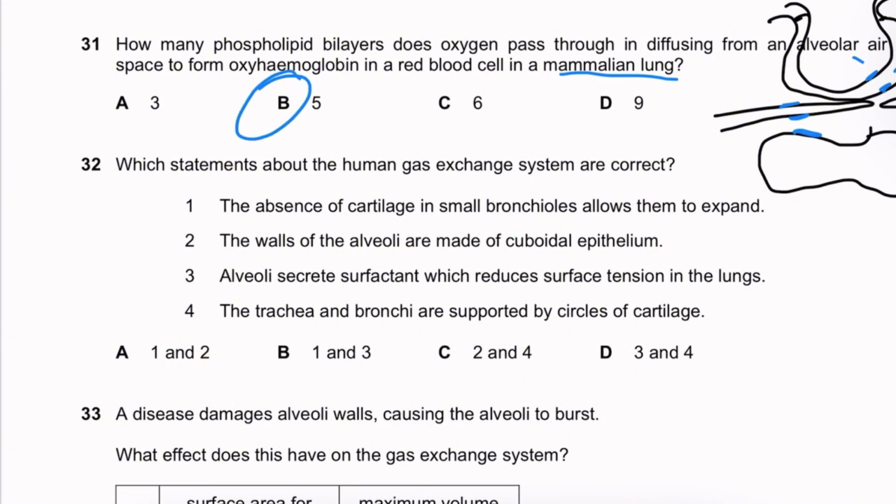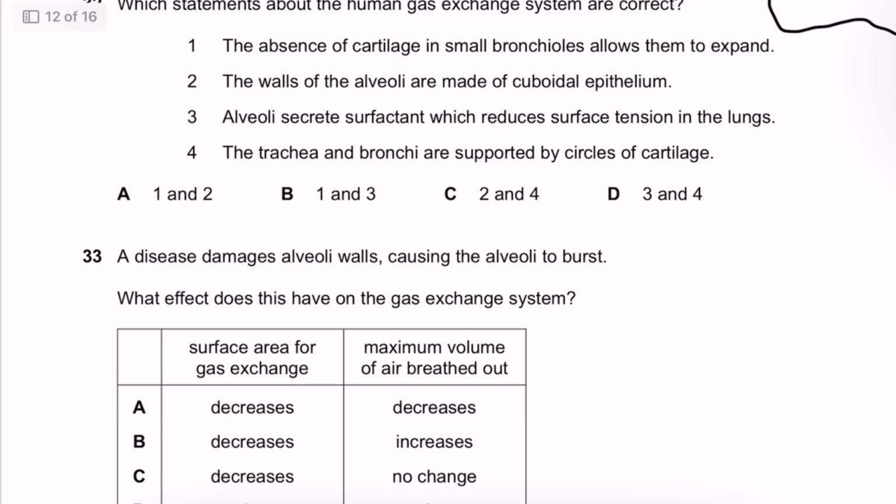Now, which statements about the gas exchange system are correct? The absence of cartilage in small bronchioles allows them to expand. The walls of the alveoli are made of cuboidal epithelium. They're made of squamous epithelium, so 2 is wrong.